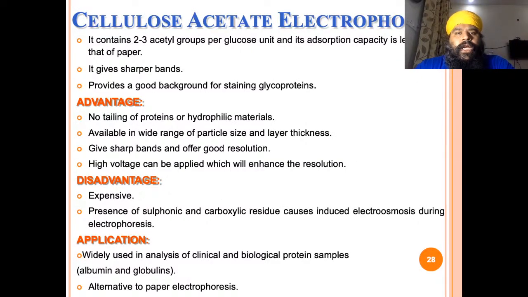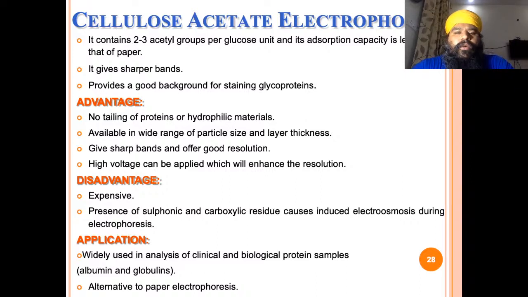Then in zone electrophoresis, the last electrophoresis type is cellulose acetate electrophoresis. This contains 2 to 3 acetyl groups per glucose unit, and its absorption capacity is less than that of paper. It gives sharper bands and provides a good background for staining glycoproteins.